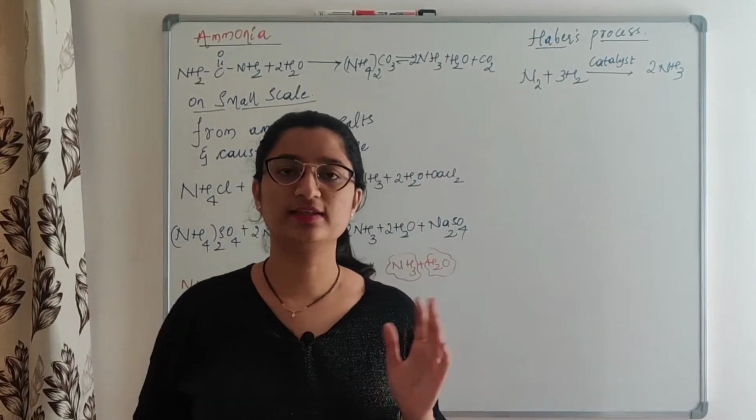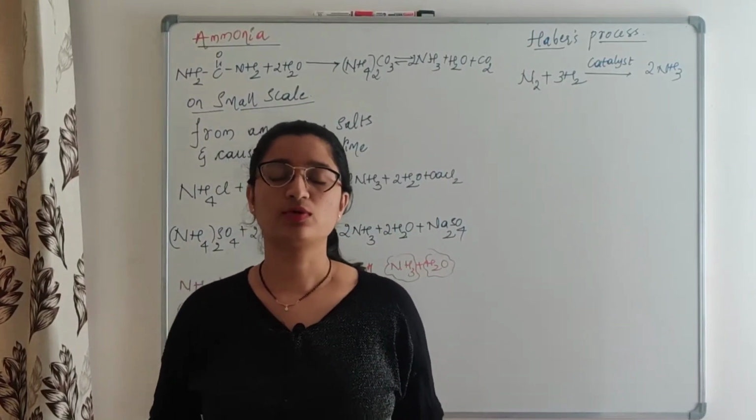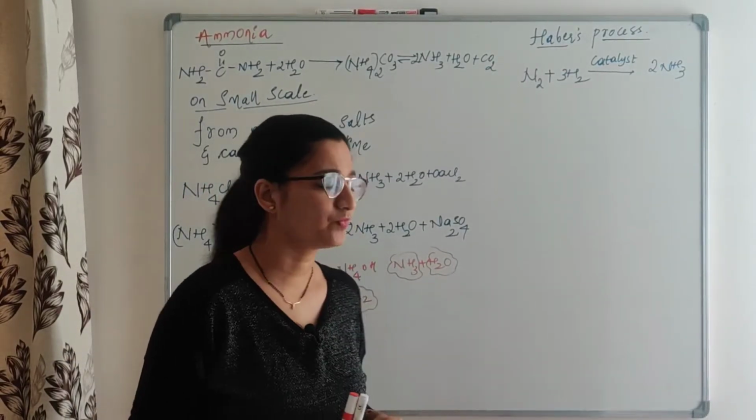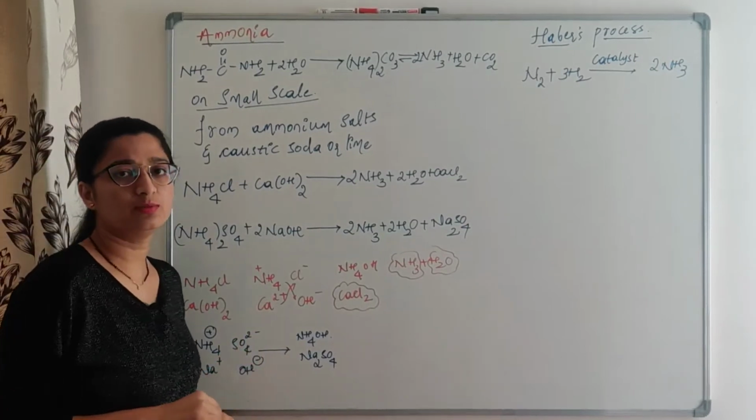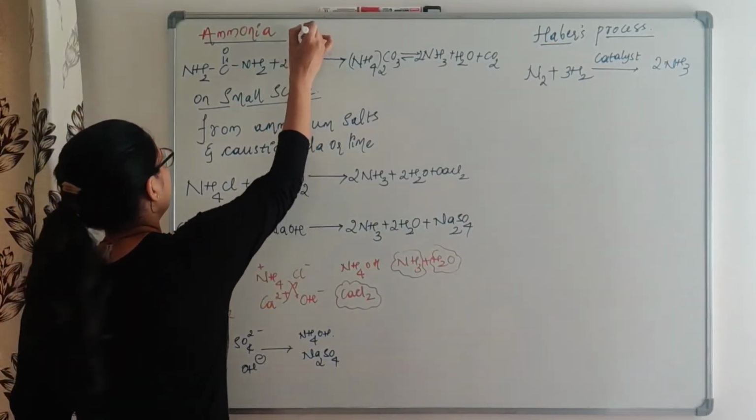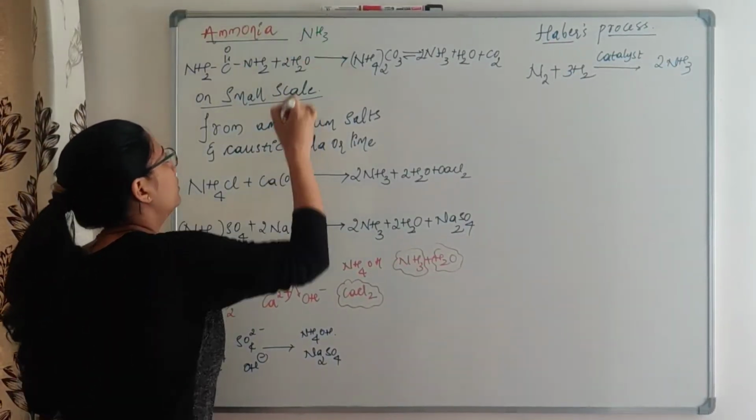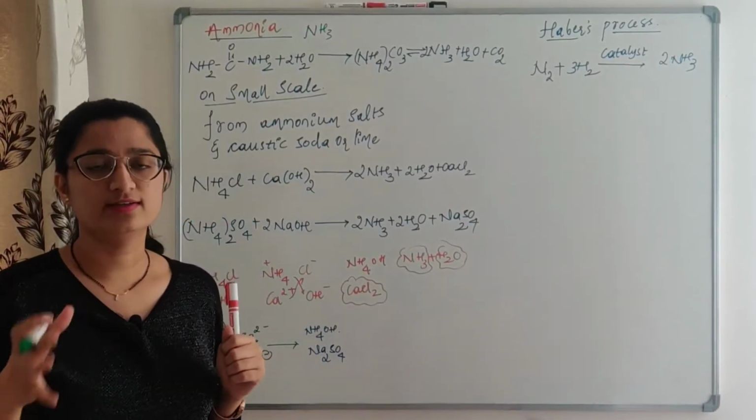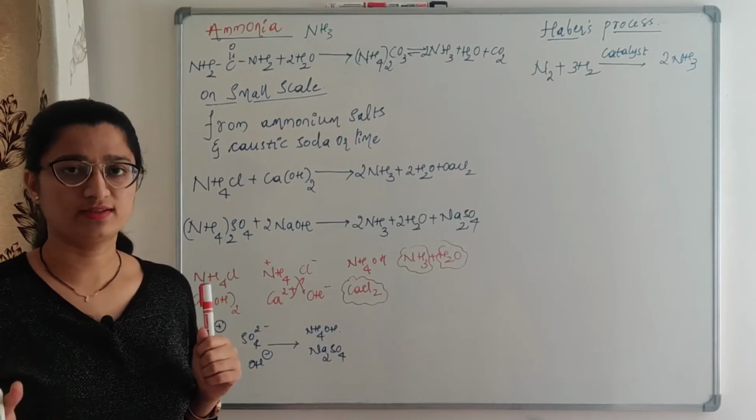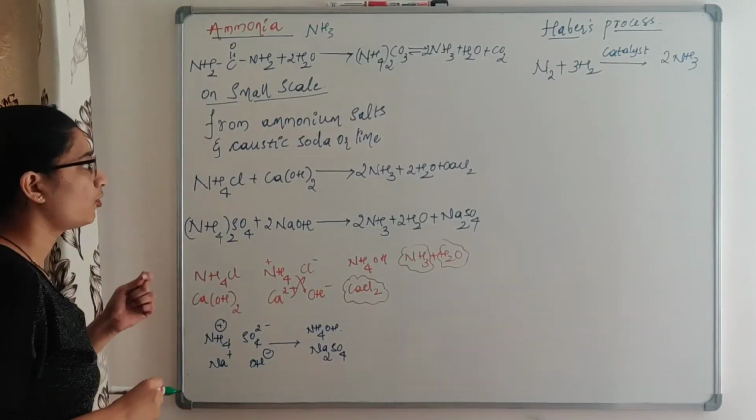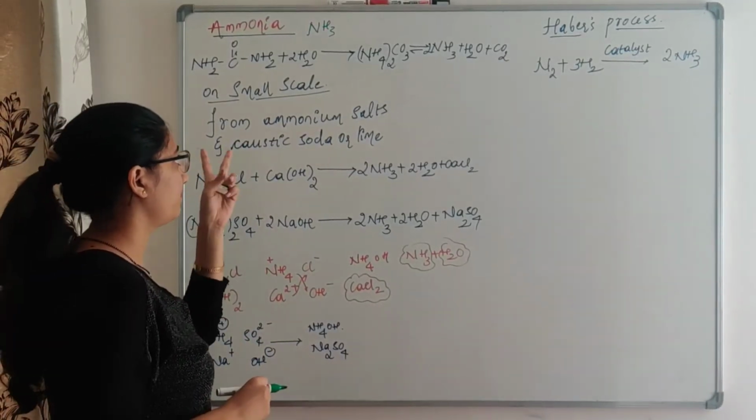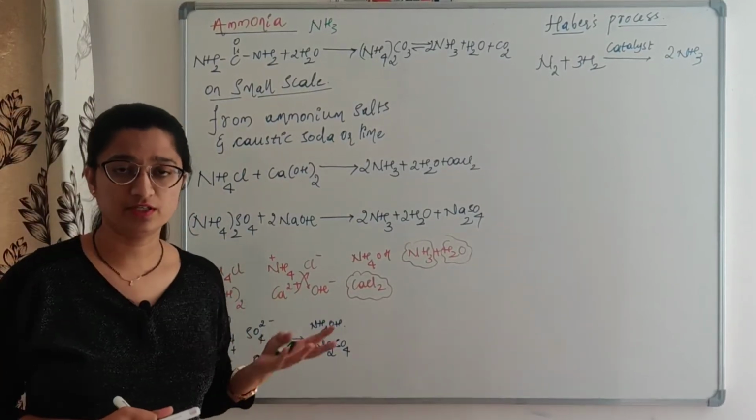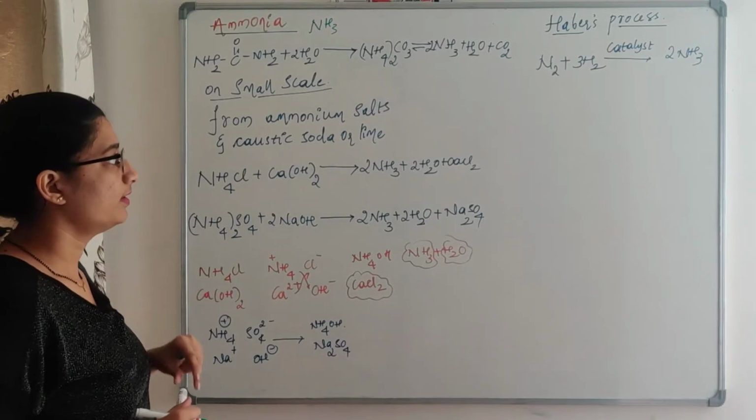Hello dear students, in this video we are going to learn about the next compound of this group 15 element, that is ammonia. You know the molecular formula, which is NH3, and a small amount of NH3 is present in the air, and some of that is also present in the soil. The common method to prepare this is by organic waste. When we decompose it, we get ammonia.